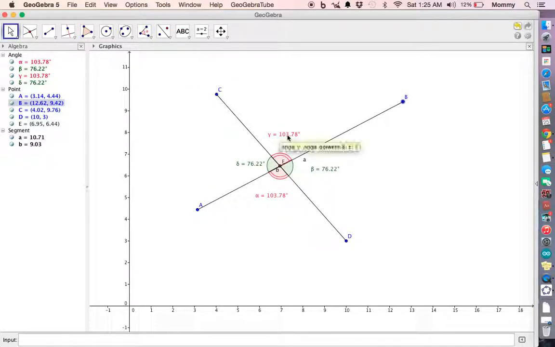Know that if you have two intersecting lines, the vertical angles, or angles that are opposite of each other, are equal. The adjacent angles, or angles that are next to each other, are supplementary. They form a linear pair because they form a straight line. Together, they form a straight line, and that's 180 degrees.